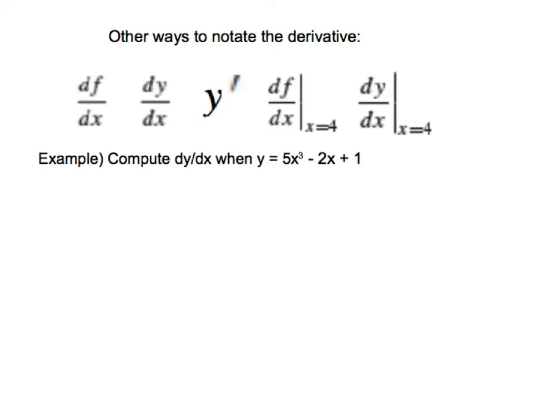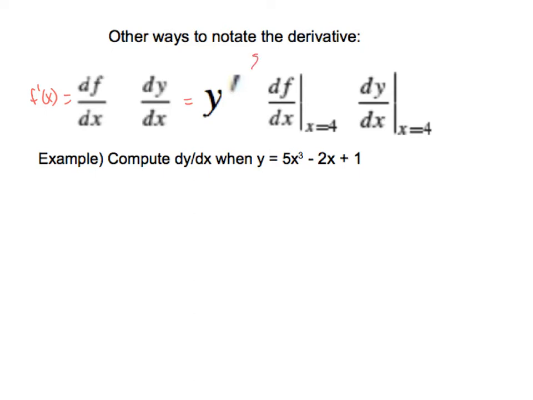Okay, so df over dx is implying take the derivative of the function named f with respect to x. That is the same exact thing as saying f prime of x. The next one, dy over dx, is the same exact thing as y prime. Take the derivative of the equation named y with respect to x.